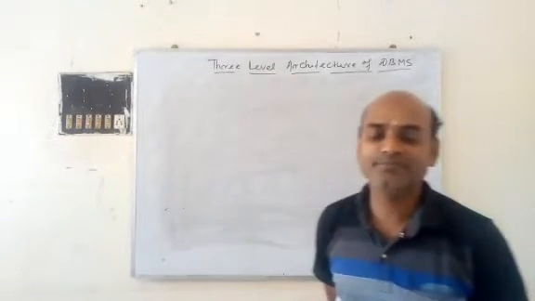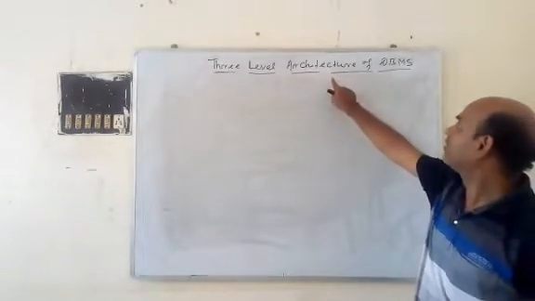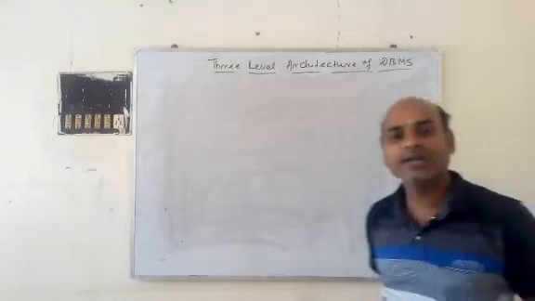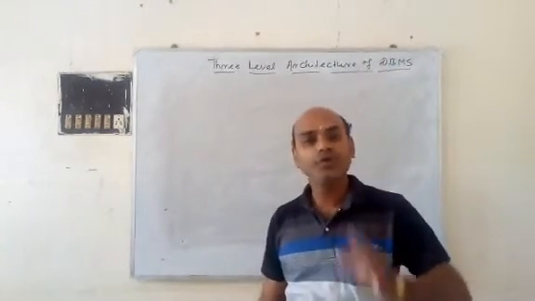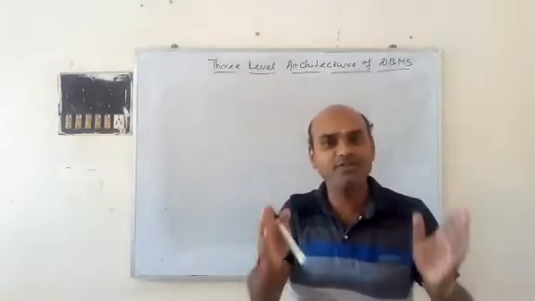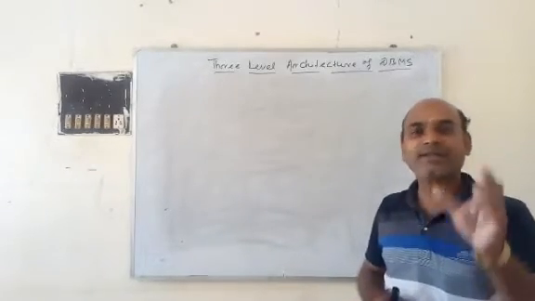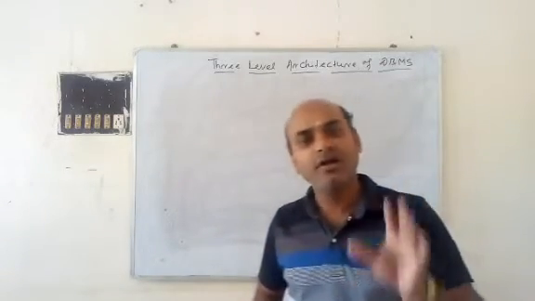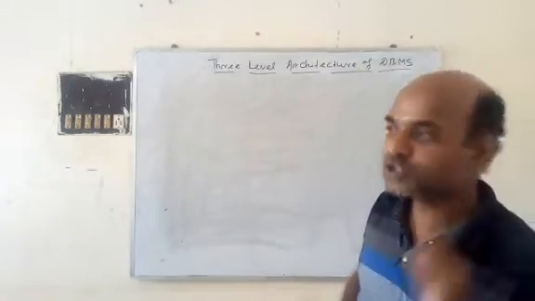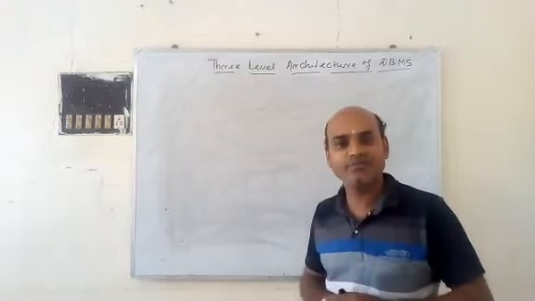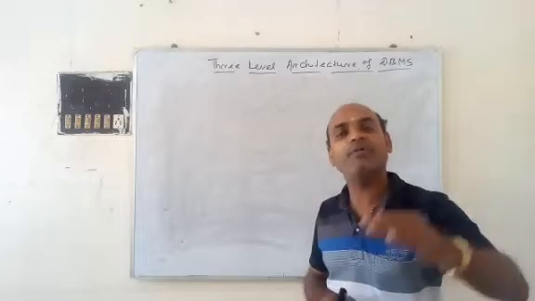Good morning, students. Today we will discuss the three-level architecture of a database management system. Till now, we know that a database management system keeps database files, the files keep different records, and records keep different fields. Fields store the data values or items. And in this system, we are accessing data in a proper manner.